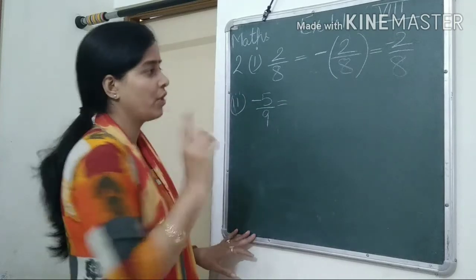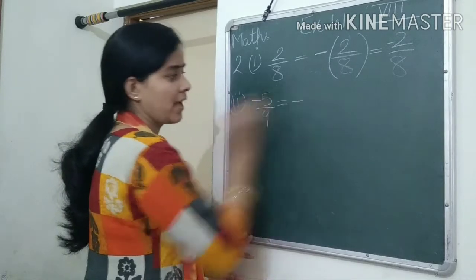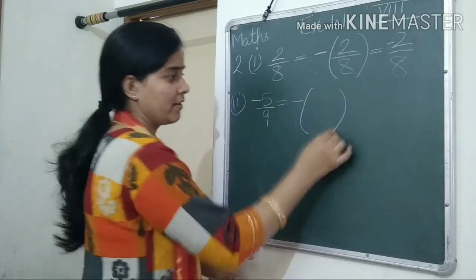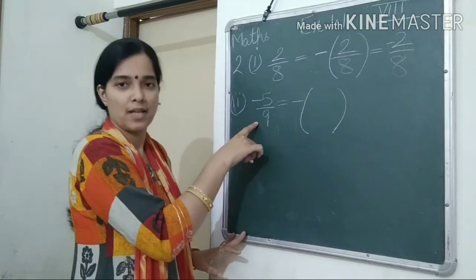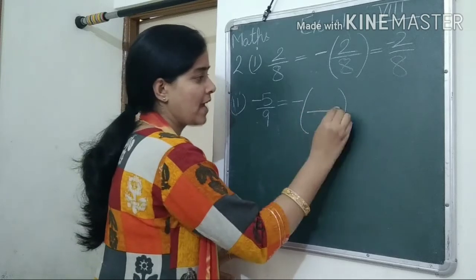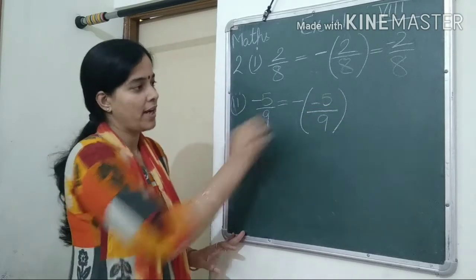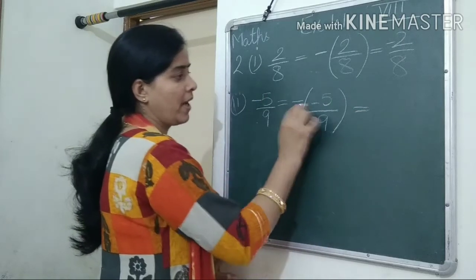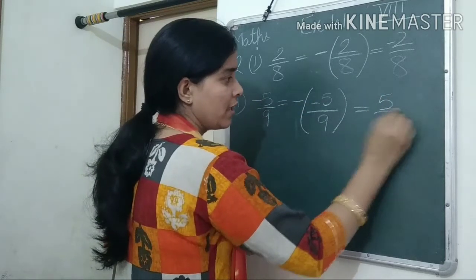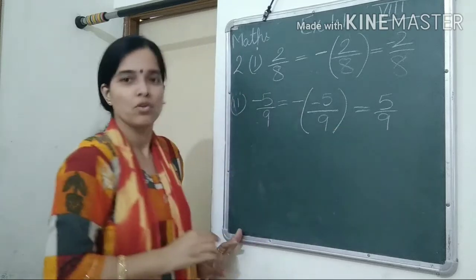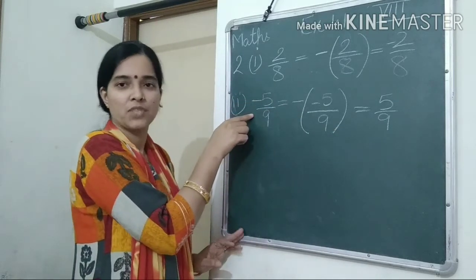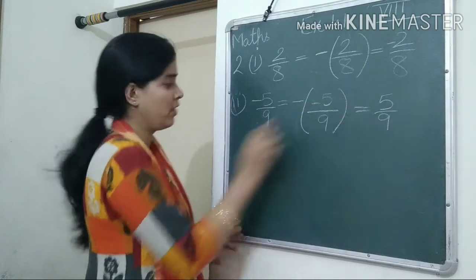As I told you, first put a minus sign outside and make a bracket. Now whatever number is asked for, just write it as it is inside the bracket. Once you write it, open the bracket, minus minus will become plus and it will be 5 upon 9. So the additive inverse of minus 5 by 9 is 5 upon 9.